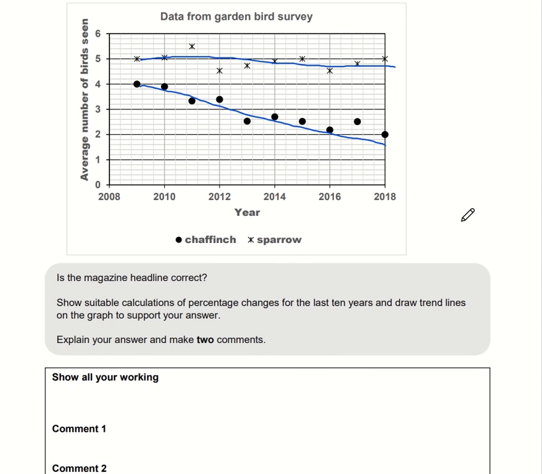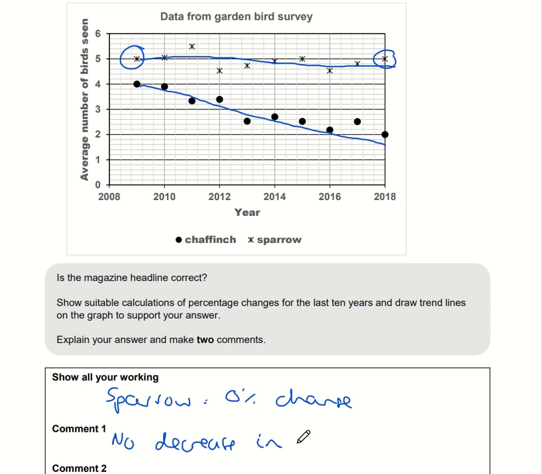Okay, so let's work out the percentage changes. Well, first of all, for the sparrow, it's gone from 5 in 2009 to 5. So there has been no change. So that is a 0% change. So our first comment is no decrease in the number of sparrows.